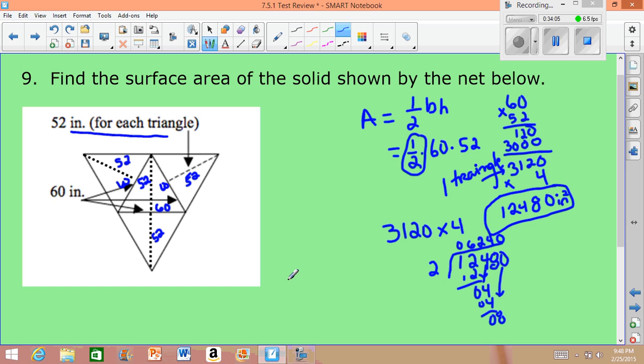So our final answer, now that we remember to put our half in there, so be careful, don't leave out parts of your formula like I just did, is 6,240 inches squared. Okay? So that is the final answer for number 9. Make sure you use the formula. Don't forget about those sneaky halves and sneaky thirds.